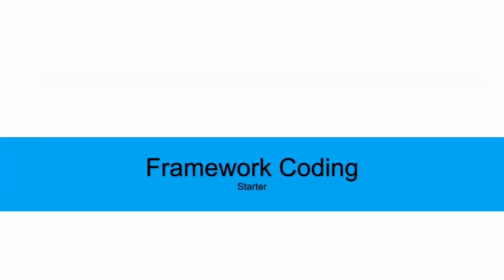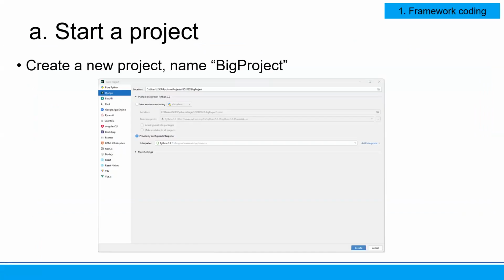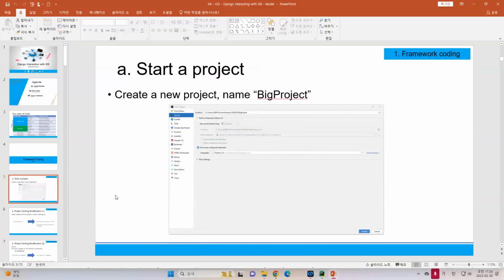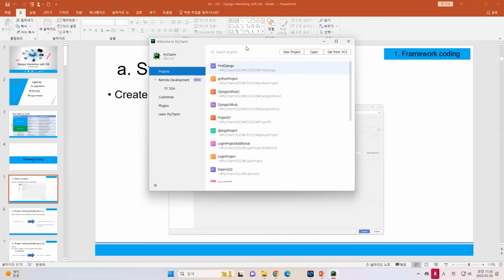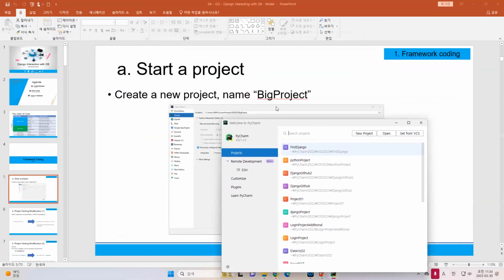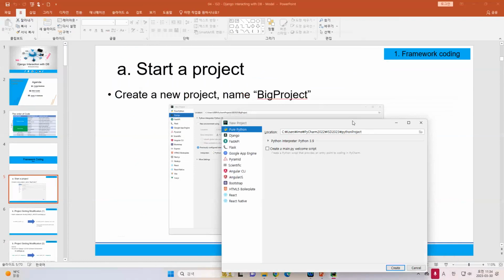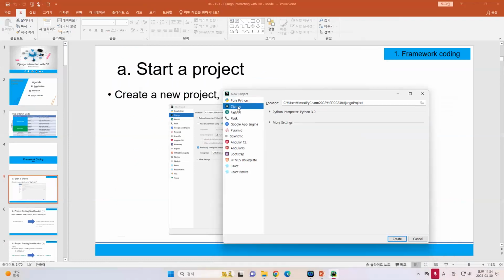Okay, so let's see how we can start. Let's start the project. I will open Python, and then let me close this. Let's start a new project. I just put the name big project. New project, and then you can choose Django. It's up to you what kind of name you want to create. Let me just put big project here.